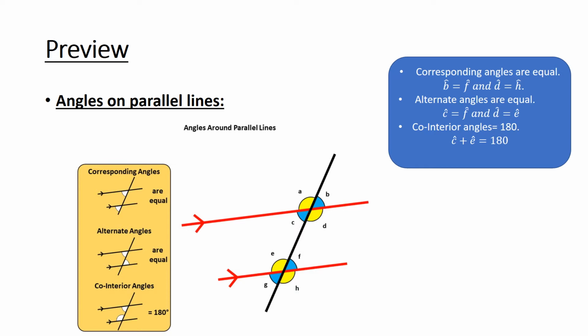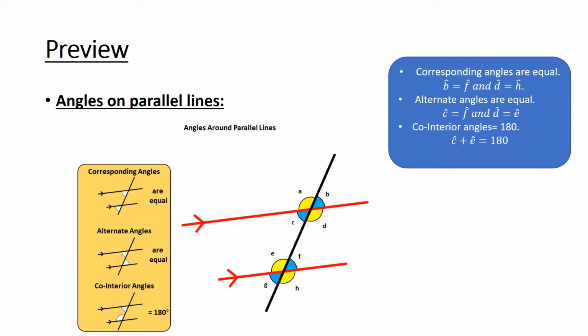Dear students, we have learnt about angles on parallel line in the previous class. Let us recall few key points about it because its application will be used in bearing also. We know that when a transversal cuts parallel lines, these angles are formed. Number 1, corresponding angles. Number 2, alternate angles. Number 3, co-interior angles.